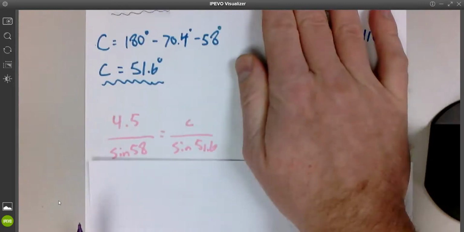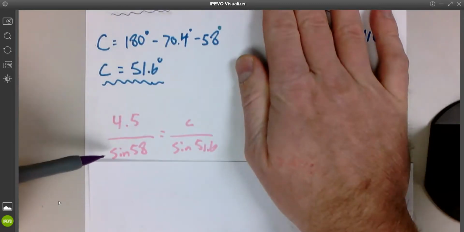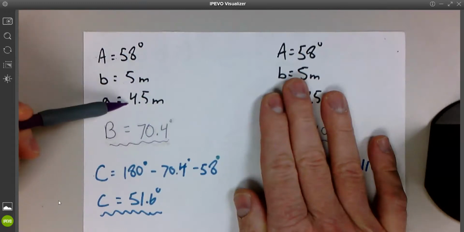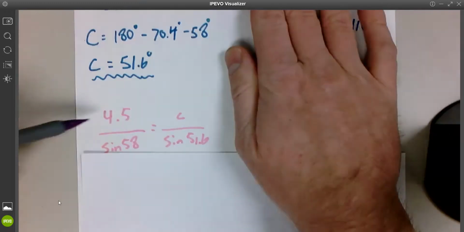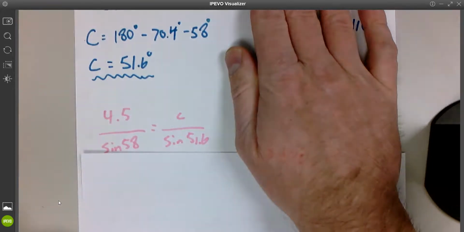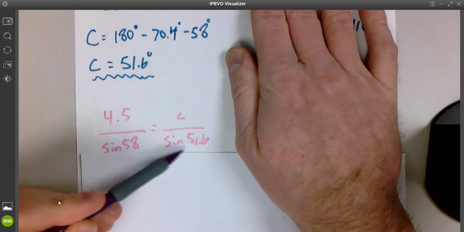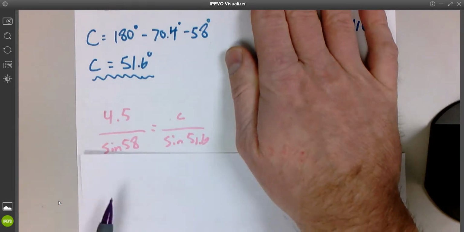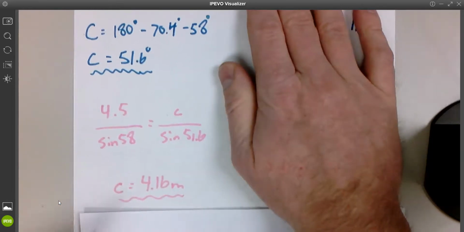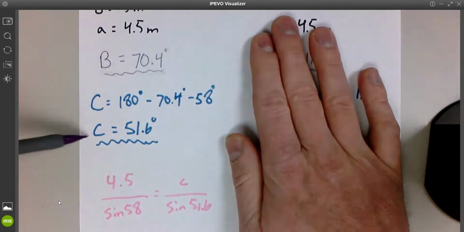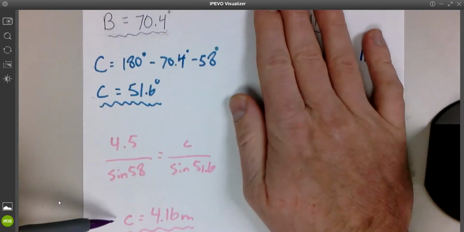There's me doing that right there. 4.5 over the sine of 58. Oh, I think I said 5. I misspoke. 4.5, a over the sine of A, sorry, equals c over the sine of C. We can rearrange that. We'll do 4.5 times the sine of 51.6, then divide by the sine of 58, and we get 4.16. There's our three answers, capital B, capital C, and lowercase c, for that first one.